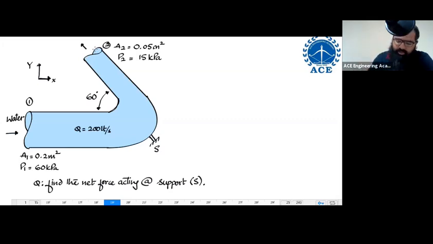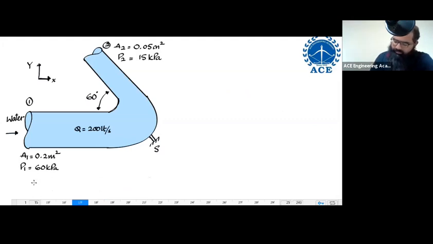So let us start with the control volume. Again, I'm telling you, please treat the control volume as a free body diagram over here. This is the slide for the question. I'm starting the solution from this slide. One minute, please. Okay. I'm starting with the control volume over here.